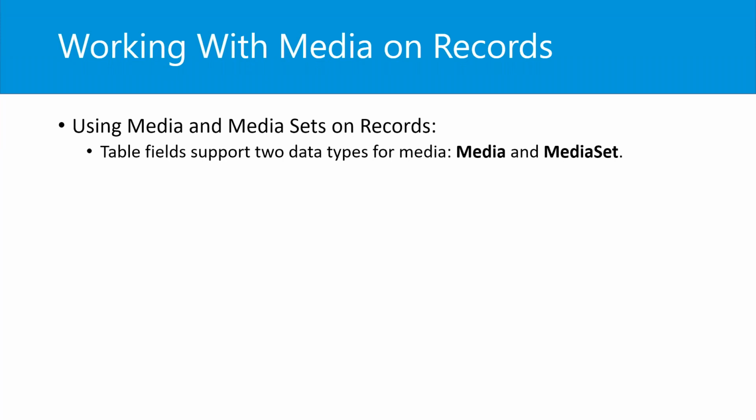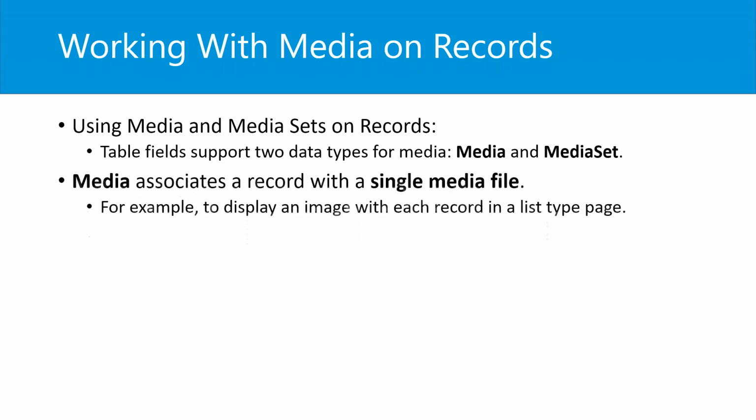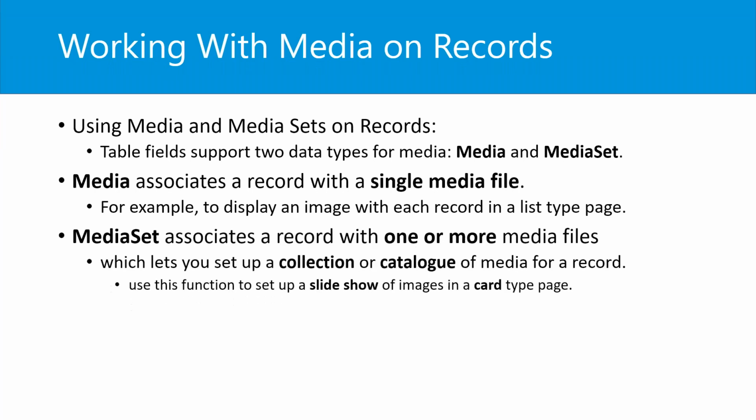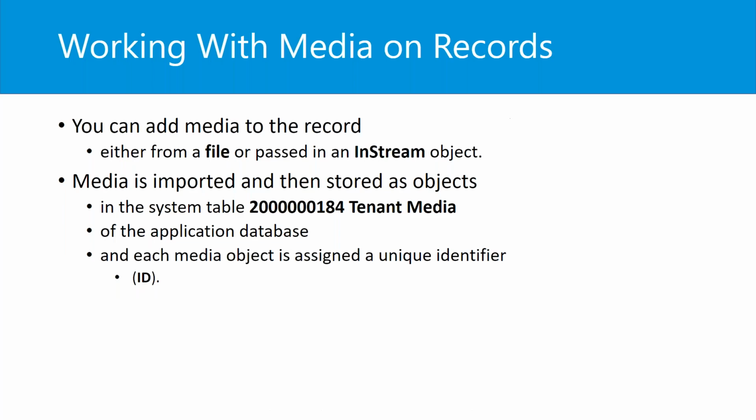Okay, so we use media and media sets on records. In tables, you can use two new data types, media and media sets. Media associates a record like an item with a single media file. For example, media sets can be used to associate one record with one or more media files, like a collection or a catalog. You can do that, for example, if you would like to show a slideshow of images of the items on a card page, or if you have many pictures of your customers, you can also do that, of course.